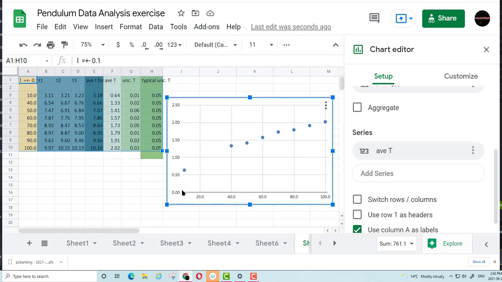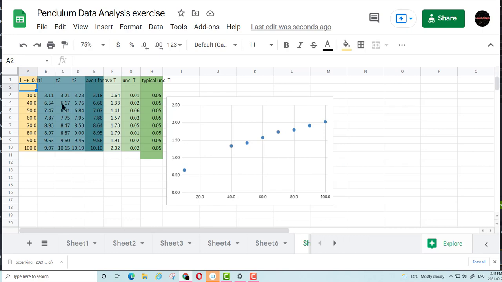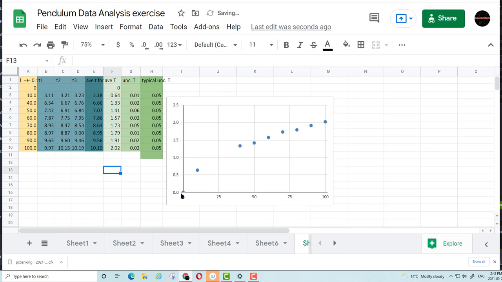So I'm noticing here that 0, 0 is not on my graph, and I start thinking about a pendulum. Well, a pendulum, if it's got 0 length, it takes 0 time to go 0 length. So we know without any uncertainty that when the length is 0, the average time is also 0. So I'm going to include that as a point on my graph. And so now that point's there, and you can see that this doesn't look like a straight line anymore.